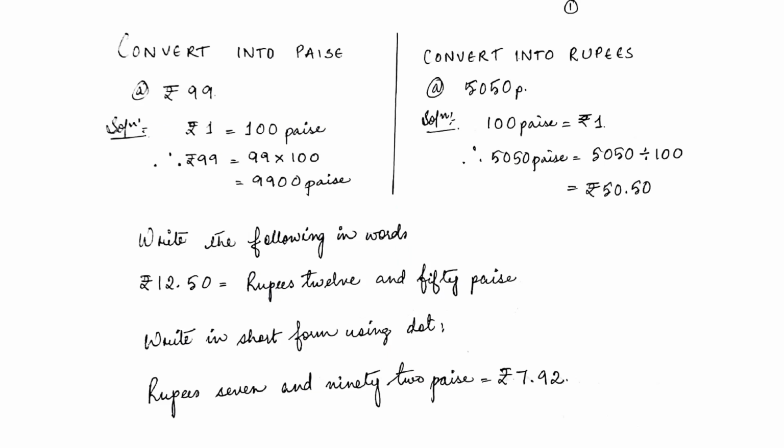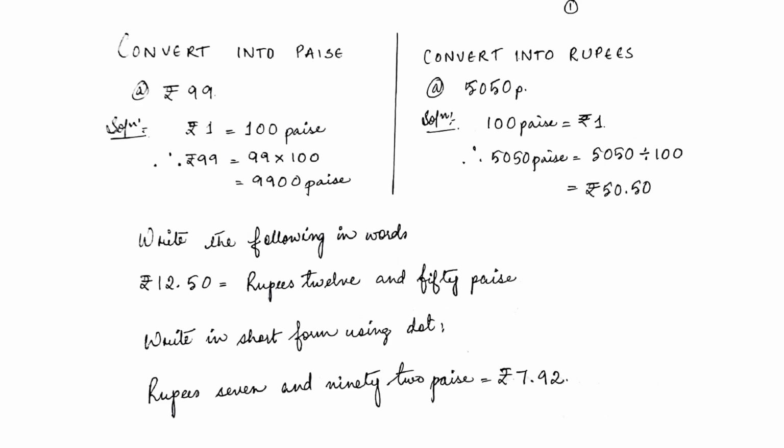Next is write the following in words. So 12 rupees 50 paise is written as rupees 12 and 50 paise. Now how to write in short form using dot. Rupees 7 and 92 paise will be, first we write the symbol of rupee, then 7.92.